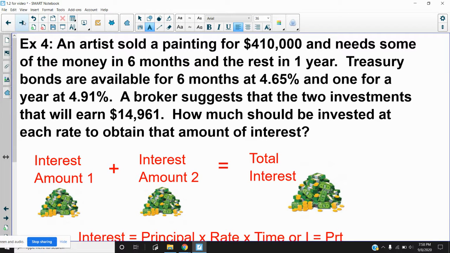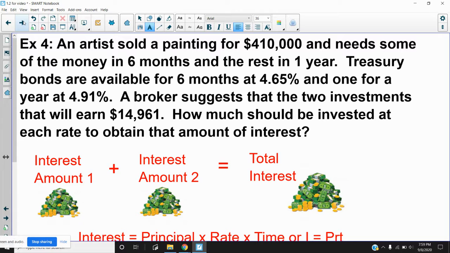Here's an example of an artist who sold a painting for $410,000. So she needs to invest some of the money, but she doesn't want to invest it all in one place. She's going to invest some of the money for 6 months and the rest of the money for 1 year. Now, Treasury bonds are available for 6 months at 4.65%, and they're also available for 1 year at 4.91%.